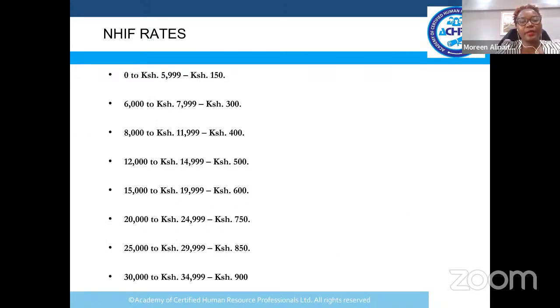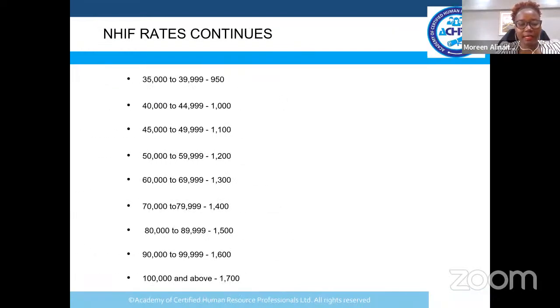So we are looking at the new rates. There was a discussion to increase the rates, but according to the NHIF website, the rates have not been increased yet, because this was increased sometime one month ago. So these are the prevailing rates at the moment. You will get time to go through them.